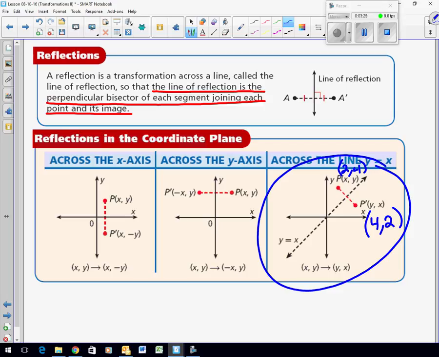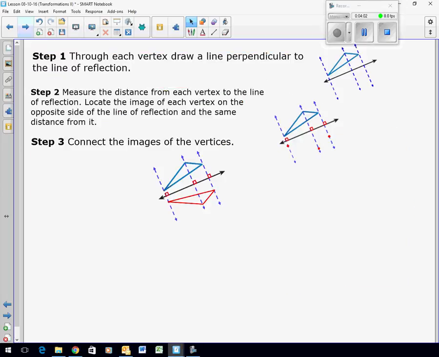When you reflect across the line y equals x, you take your original xy coordinates and you rewrite them so that the x coordinate is the old y and the y coordinate is the old x. That's all you got to do. Flippy flop both. Okay? Everybody get this part down. I need a little bit more time. Alright, back to lines of reflection.